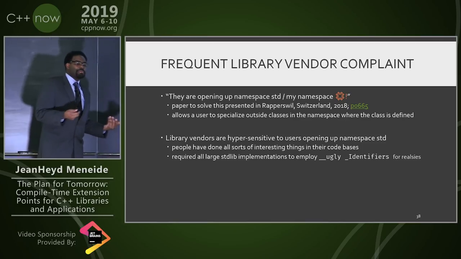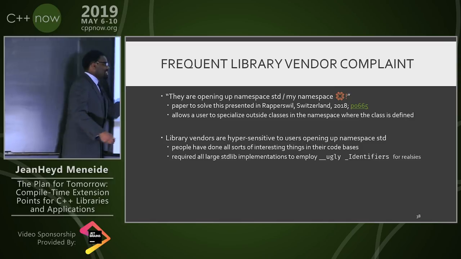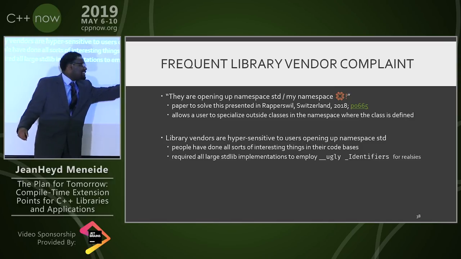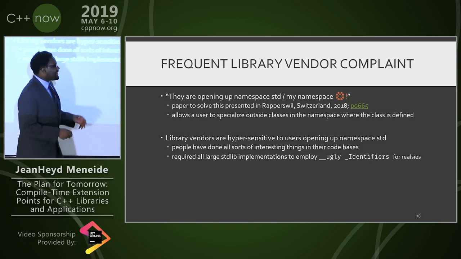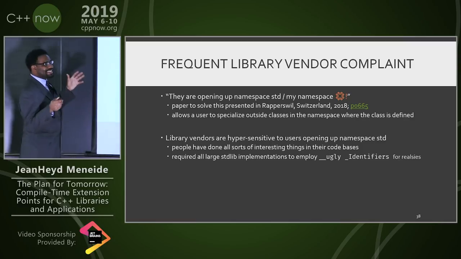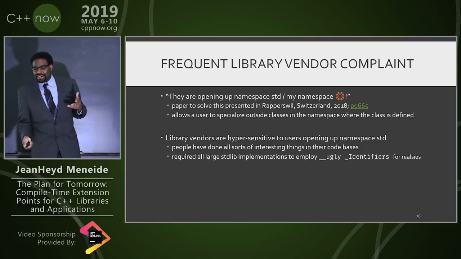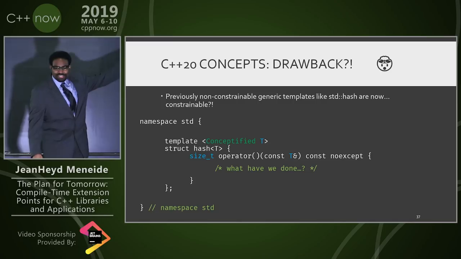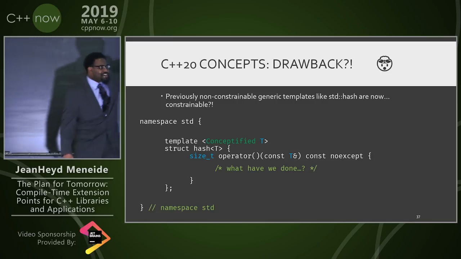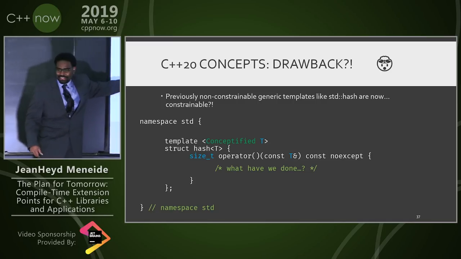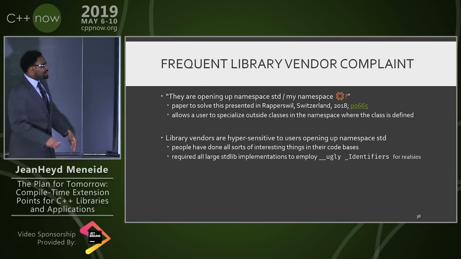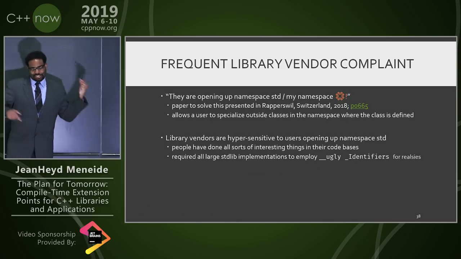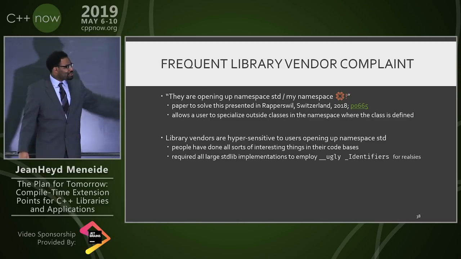And for them, that's problematic. And it's actually what's forced a lot of the STL developers to switch to ugly identifiers. Before, they didn't really use ugly identifiers everywhere, and then people started using namespaces like std, started to specialize stuff like std hash, and putting other stuff in there that they shouldn't have, or defining things, or putting macros, and that blew up their standard libraries, and they sent in bug reports like, you broke my code. It's like, well, no, you weren't supposed to do that.